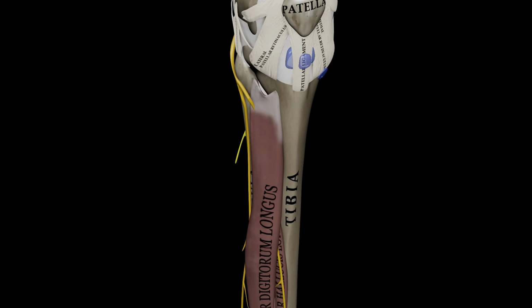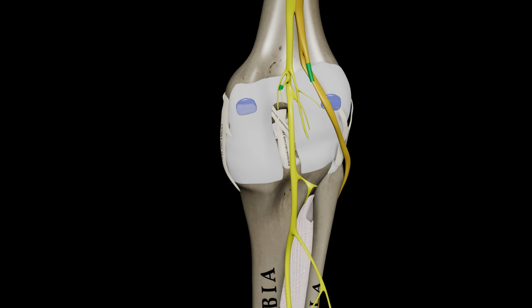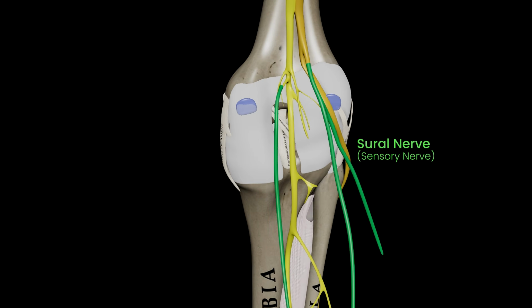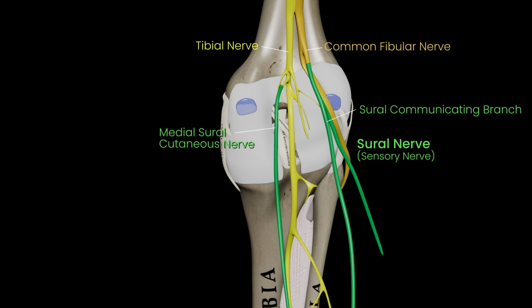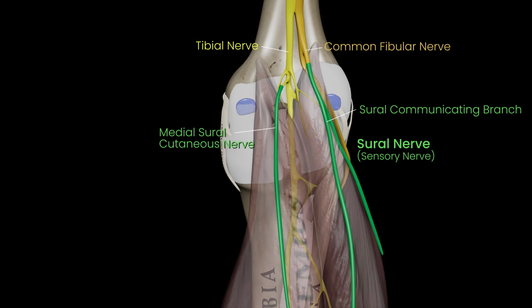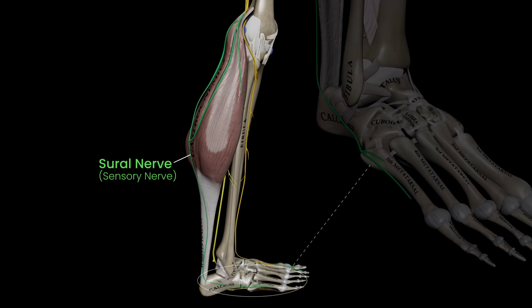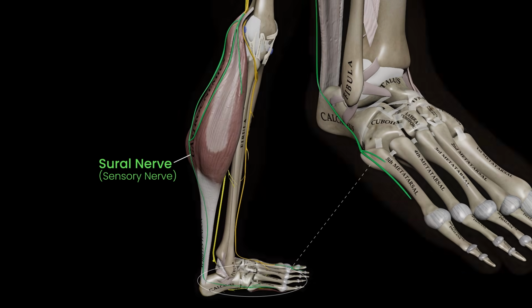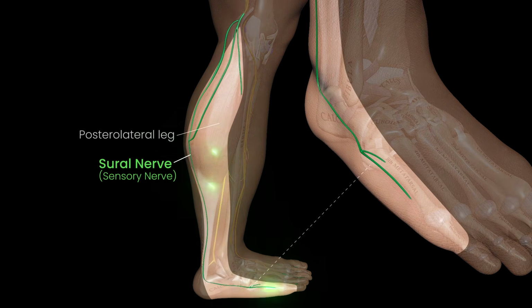Additionally, another sensory pathway branches from the sciatic nerve, the sural nerve. It is formed by the union of the medial sural cutaneous nerve from the tibial nerve and the sural communicating branch from the common fibular nerve. Together they supply sensation to the lower posterolateral leg and the lateral side of the foot.